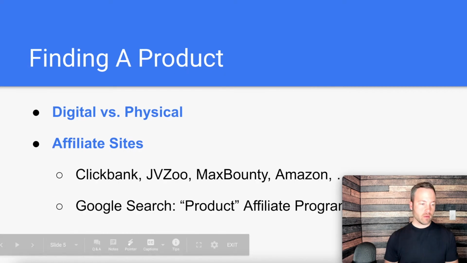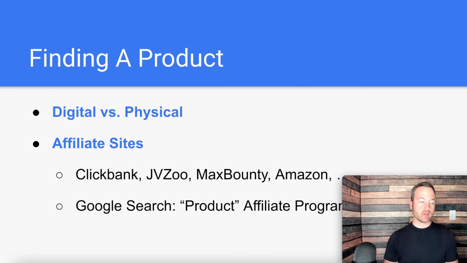Okay, so finding a product, right? We just talked about digital versus physical. Let's talk about affiliate sites where you can find these products that you want to promote. I've listed just a few here. These are very popular sites. Tons of people use these. There are a ton more. There are countless other affiliate sites, affiliate networks that you can get involved with, but you just start browsing around.